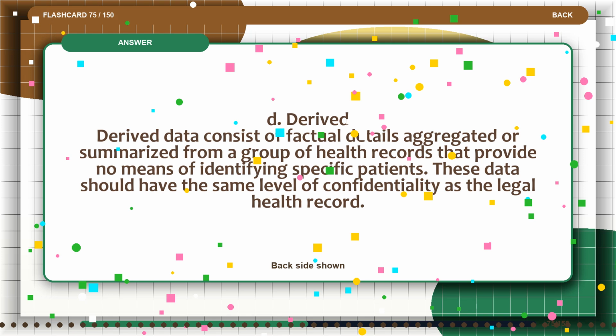The answer is D. Derived. Derived data consist of factual details aggregated or summarized from a group of health records that provide no means of identifying specific patients. These data should have the same level of confidentiality as the legal health record.